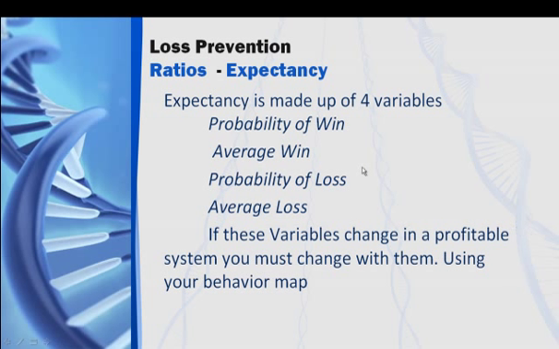Okay, so we have loss prevention, ratios, and expectancy. Now, expectancy is out of Van Tharp's book. It deals with probability of win, average win, probability of loss, average loss. If these variables change in a profitable system, you need to change them using your behavior map, which we just defined on the previous page.